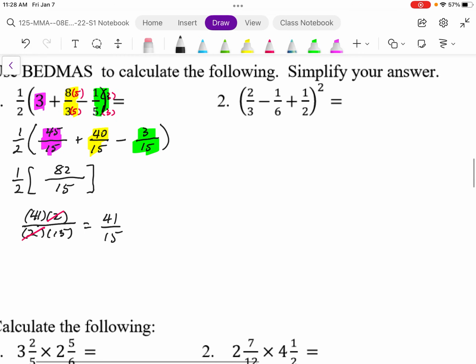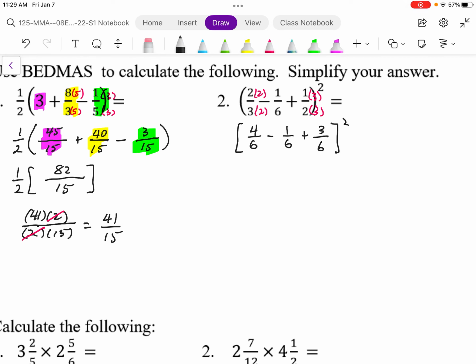For the next one here, we want to again do the inside first. I'm going to get a common denominator if I'm going to add and subtract. So I'm going to end up with 4 over 6 minus 1 over 6 plus, and again, I need a common denominator, so it's going to be times 3 here. That gives me 3 over 6. Then I'm going to square the result of that.